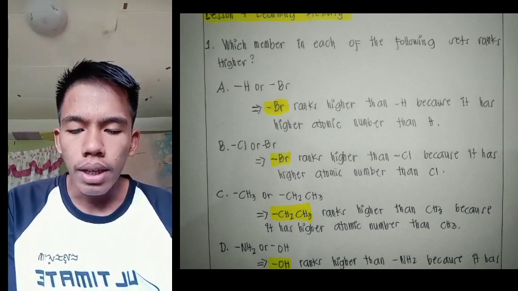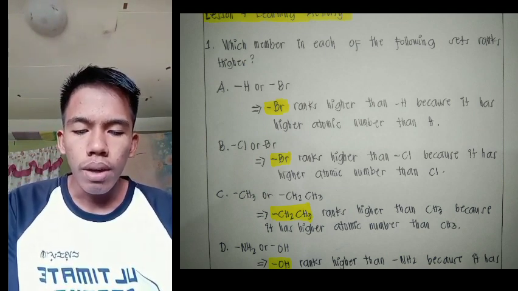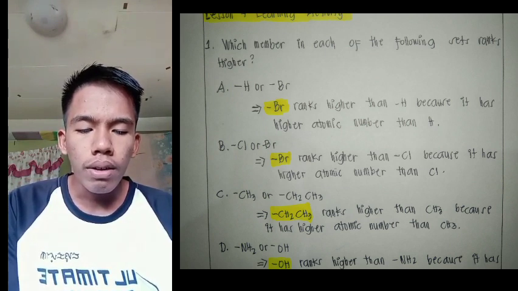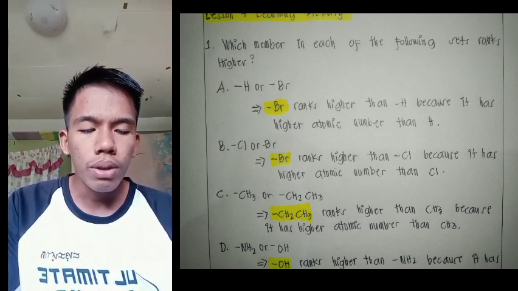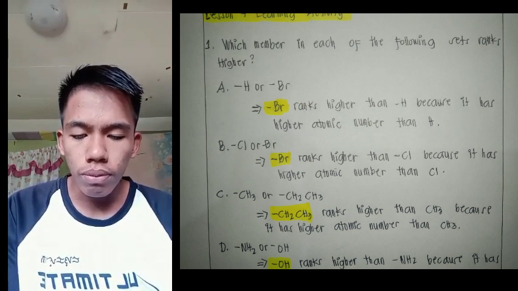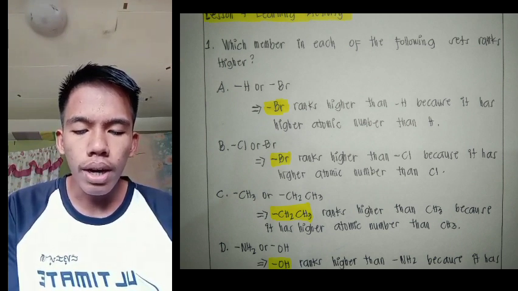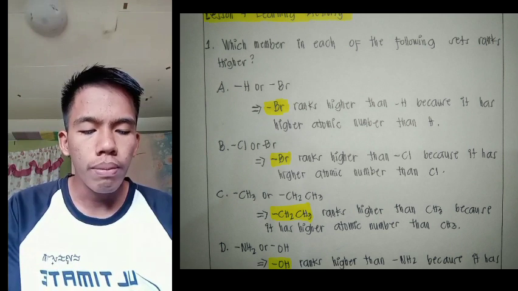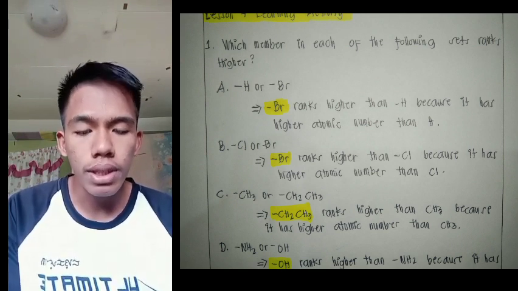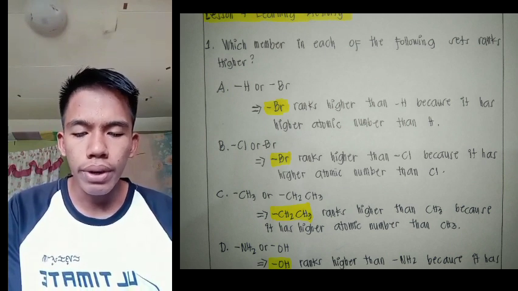A. Negative H or negative Br. Br is bromine, which ranks higher than hydrogen because it has a higher atomic number than hydrogen. B is Cl or Br. Br ranks higher than chlorine because it has a higher atomic number than Cl. So Br here is bromine and the Cl is chlorine.